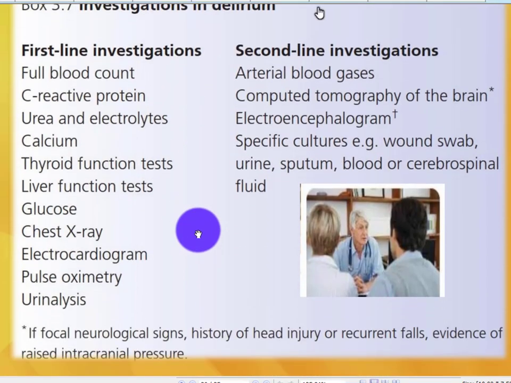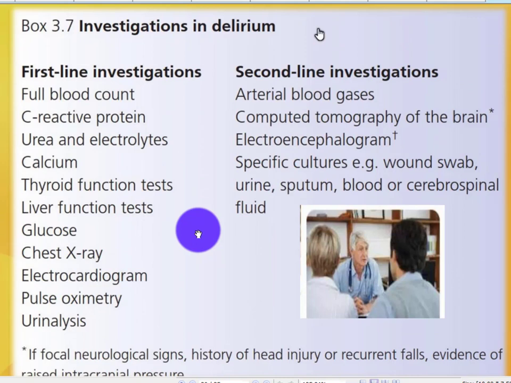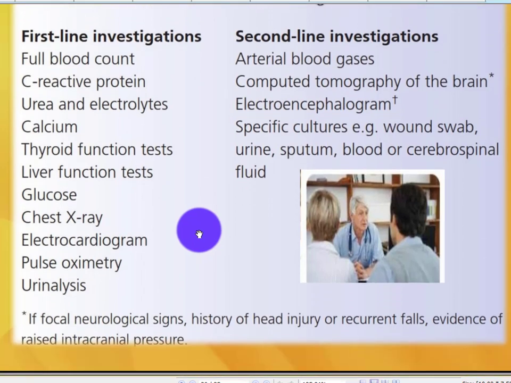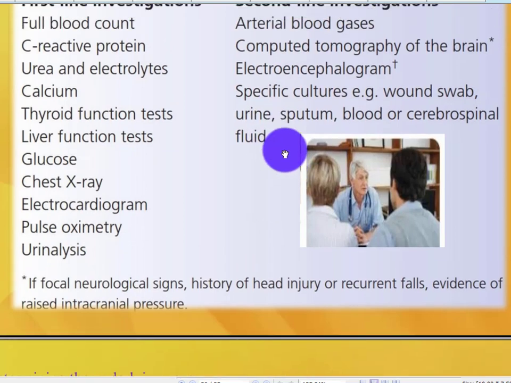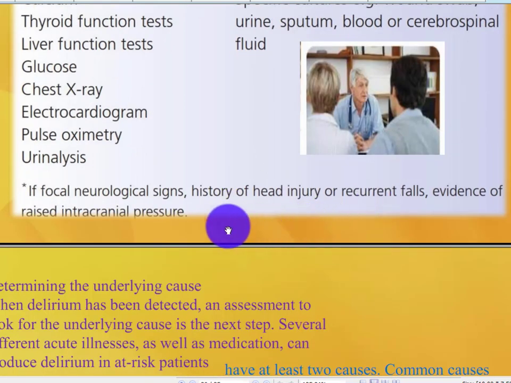Here are some tests we use to diagnose delirium. First line investigation: full blood count, C-reactive protein, urea and electrolytes, calcium, thyroid function, liver function, glucose, chest x-ray, electrocardiogram, pulse oximetry, urine analysis. Second line investigation: arterial blood gases, computed tomography of the brain, specific cultures for urine, sputum and blood, electroencephalogram, and evidence of raised intracranial pressure.